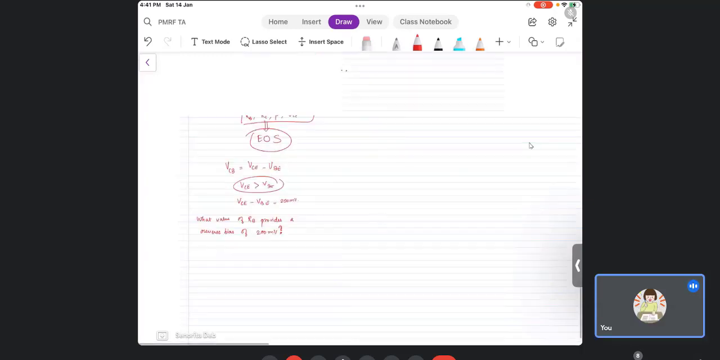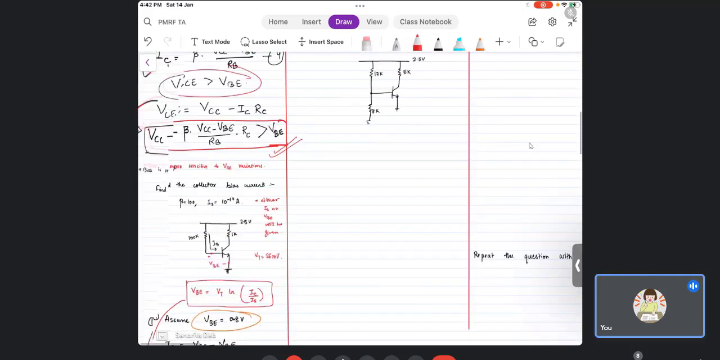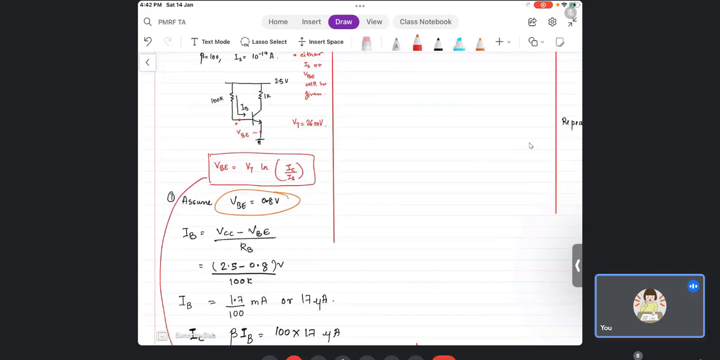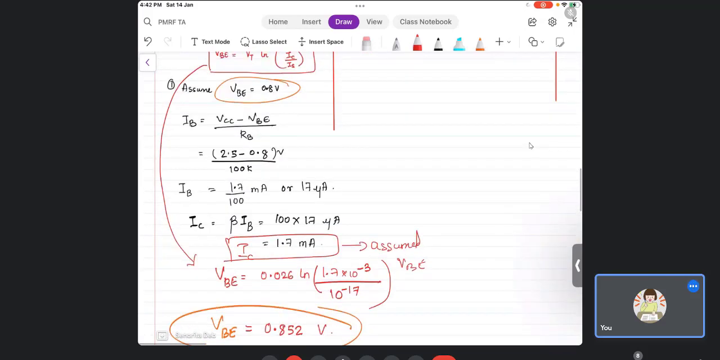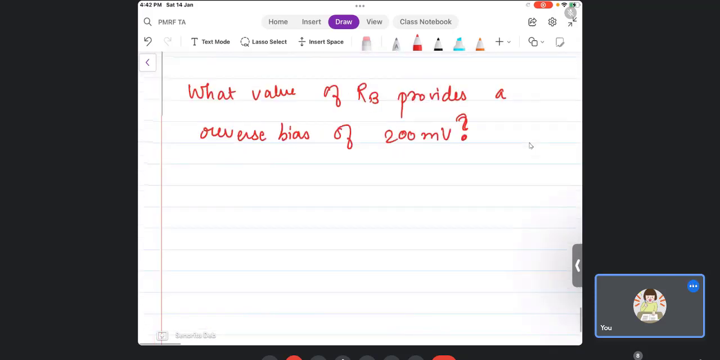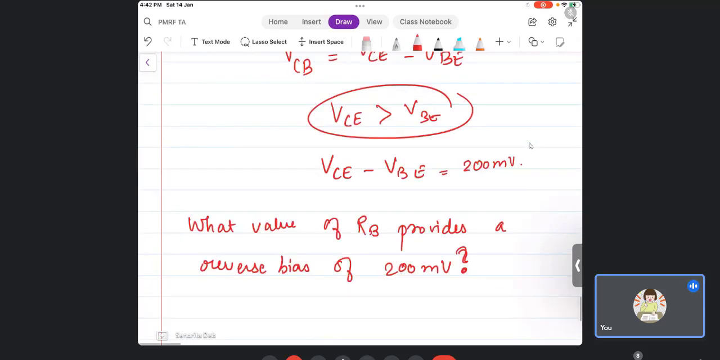So from where did we start? We started from a normal self bias, a simple bias circuit. We saw how to assume VB and we saw how to get IB and IC. Now I am saying that suppose I want a reverse bias of 200 millivolts. What should the RB value be? Because RB will control it, right? How will RB control it? You have seen the equation.